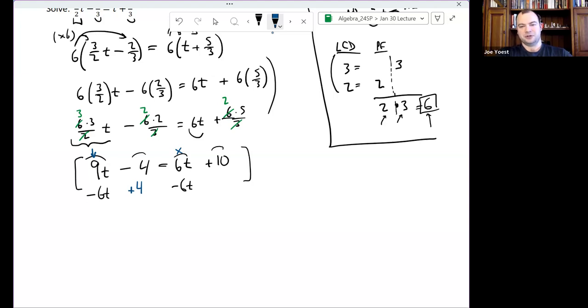I'll move this 4 over by adding 4 to both sides. On the left, 9t minus 6t is 3t, plus 4 minus 4, those go away. On the right, 6t minus 6t, my t's go away, my variable terms go away. 10 plus 4 is 14. I've now isolated the variable term. The variable term is by itself. I want to isolate the variable by dividing through by the coefficient of the variable.